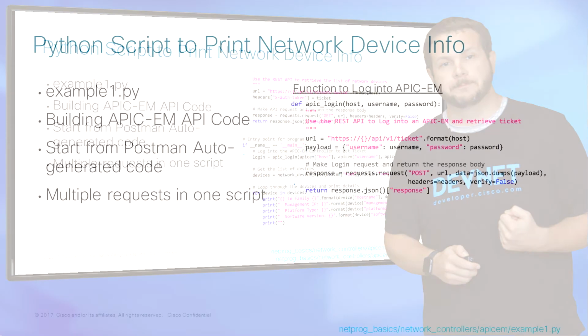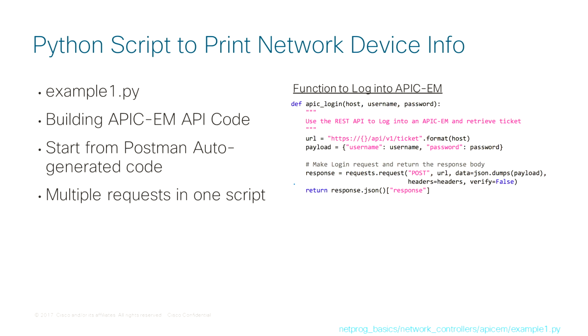So the first bit we want to look at is, just like we had to do with Postman, we have to log into the APIC controller. And so what I've constructed here is a function called APIC login. The APIC login requires 3 parameters. It requires the host, the username, and the password of the APIC controller that we're going to log into. So those parameters are defined there.